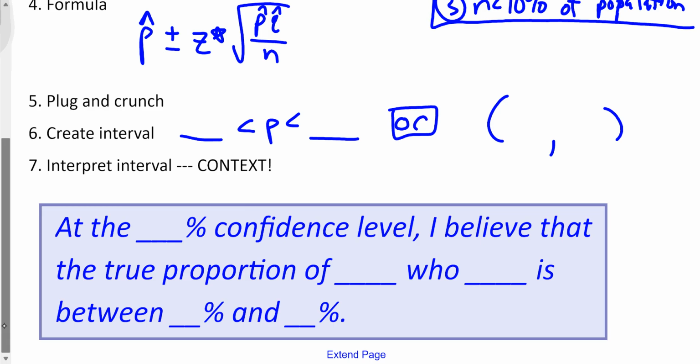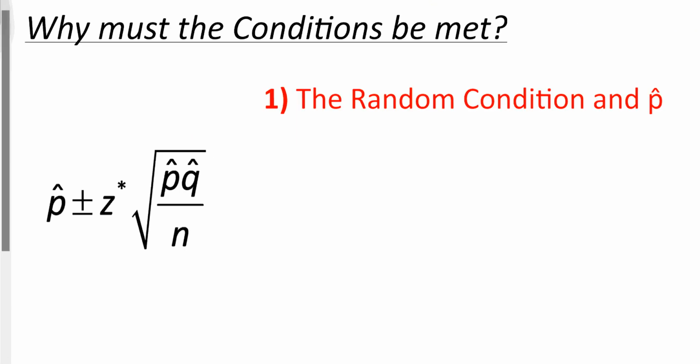Now, with these parts, I want to just talk briefly about the conditions that must be met. And once I have that, then we're going to do a confidence interval or two. So, those conditions. So we have our formula off to the left. Why do we have to have the random sample condition met? What does that have to do? And really, that has to do with the p hat.